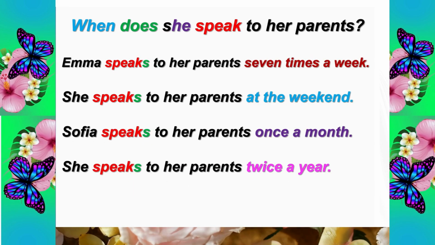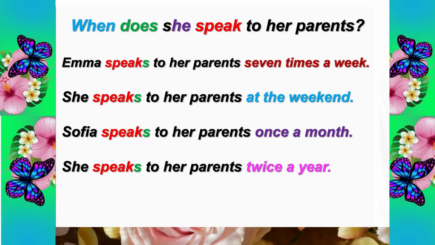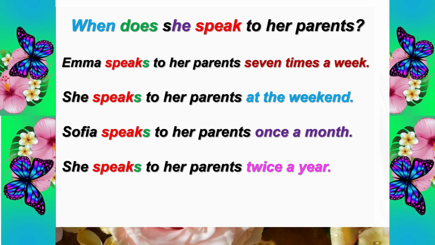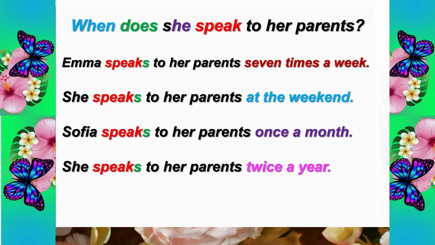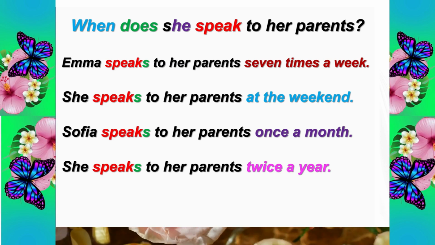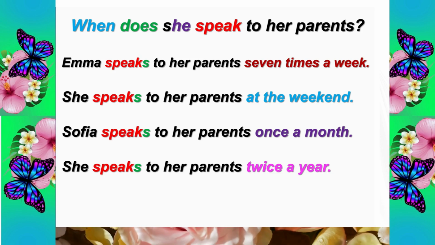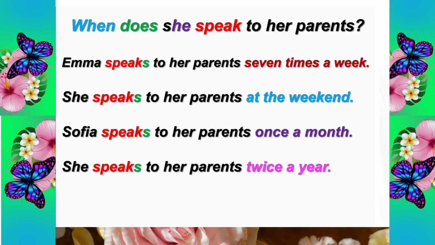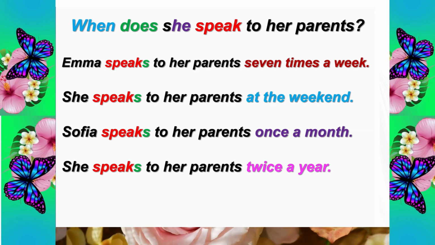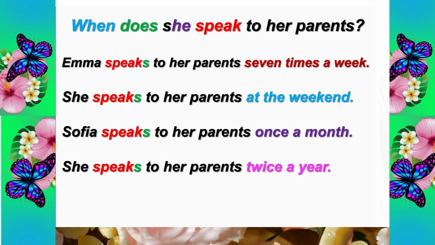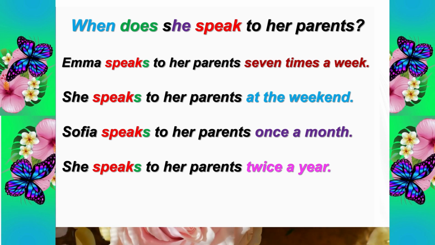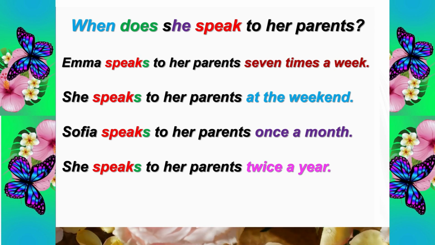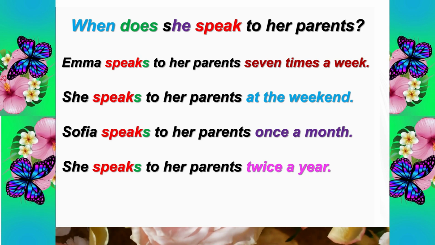When does she speak to her parents? Emma speaks to her parents 7 times a week. It means every day. She speaks to her parents at the weekend. So the weekend depends on every country. In some countries the weekend is Friday and Saturday, and in other countries the weekend is Saturday and Sunday. Sophia speaks to her parents once a month. It means one time a month. She speaks to her parents twice a year, 2 times a year. Let's continue.